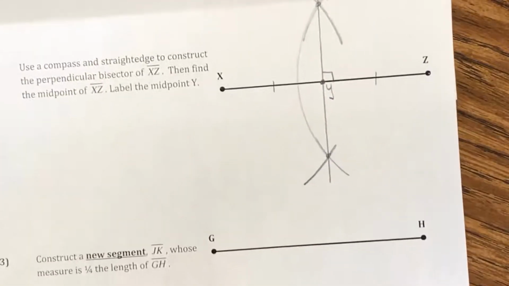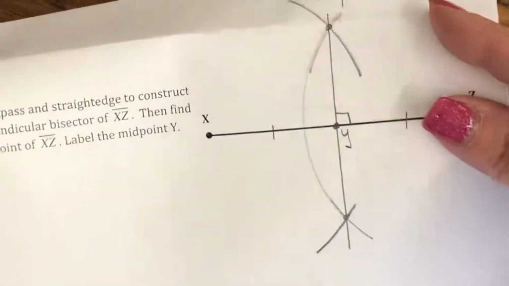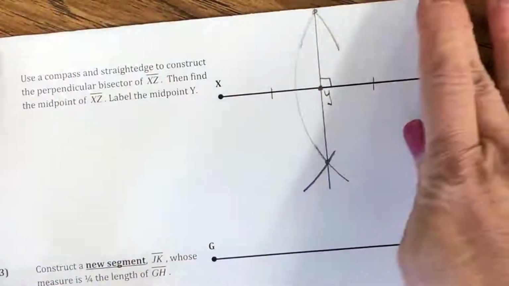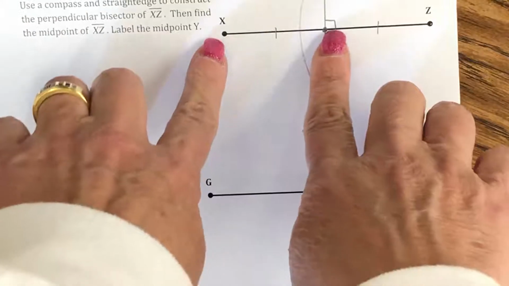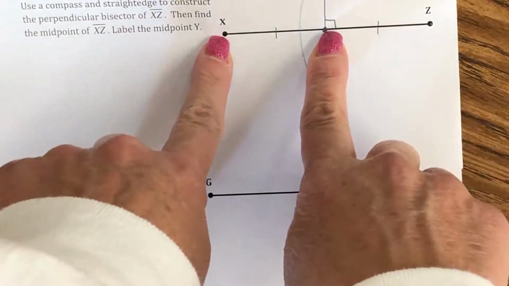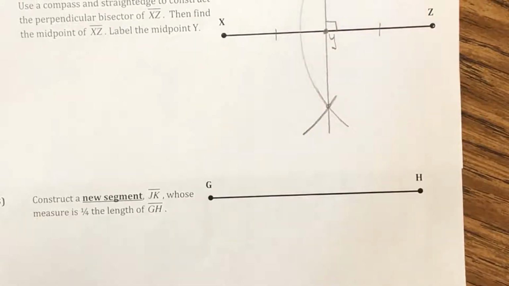Okay, one more. We are going to construct a new segment, JK, whose measure is 1/4 the length of segment GH. Okay, so we have to think about how I am going to make one that's 1/4. Well, up here, I've already made a segment that's a half. So in order to make a segment that's a 1/4, I'm going to find half of a half. And 1/2 times 1/2 is 1/4.